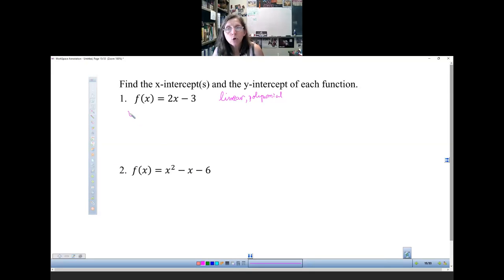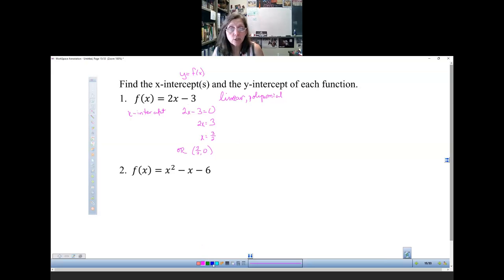X-intercept, we are going to let the function or the y value, you can turn f of x into y. Y is exactly the same thing as f of x if that makes you happier. So we're going to take 2x minus 3 and set it equal to 0. And this is going to give us 2x is equal to 3 and x is equal to 3 halves. That is the x-intercept, or as an ordered pair, it is the ordered pair 3 halves, 0. Okay, just one, that's all it has.